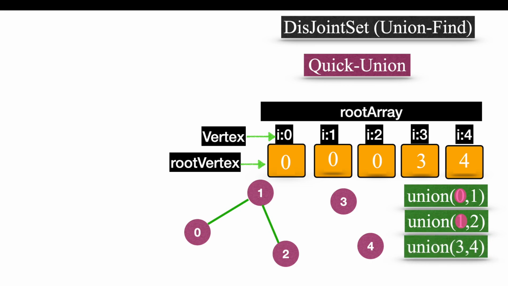Let's do union of 3 and 4. We consider vertex 3 as the root. Index 3 has value 3, so 3 is the root. Replace the value of index 4 with 3. Now 3 and 4 are connected.